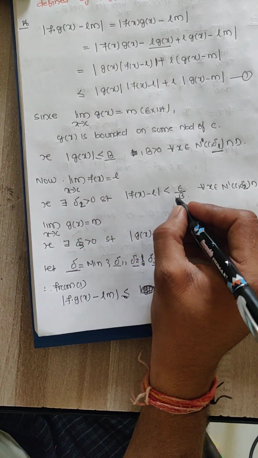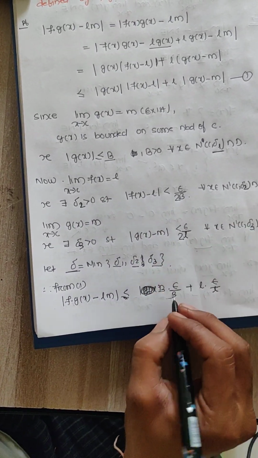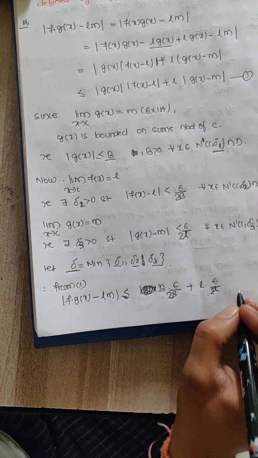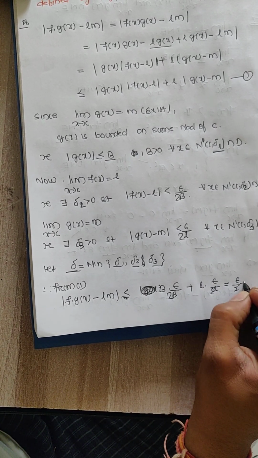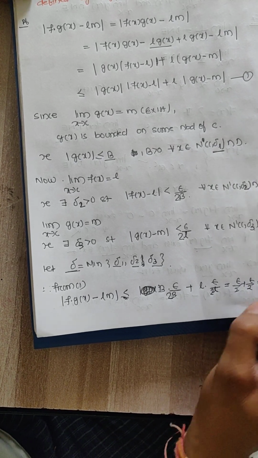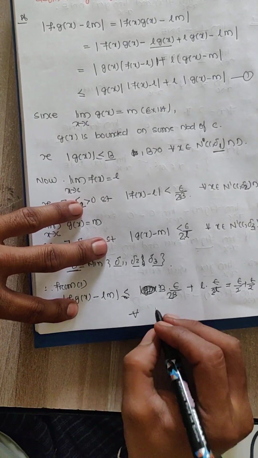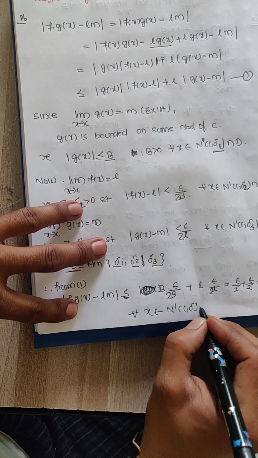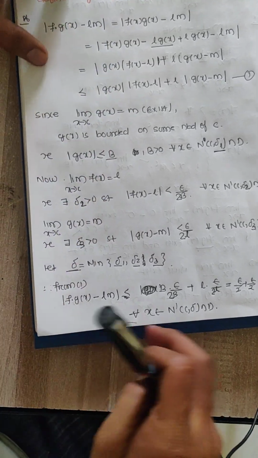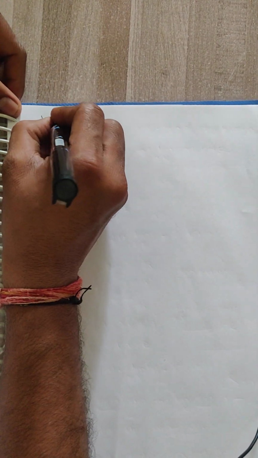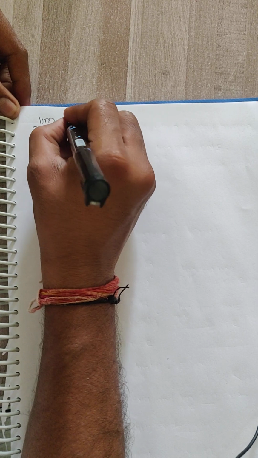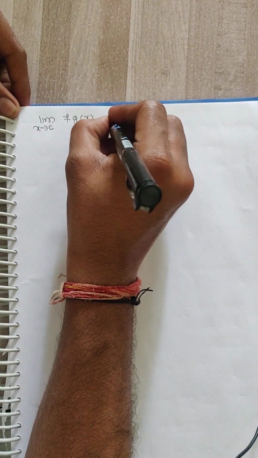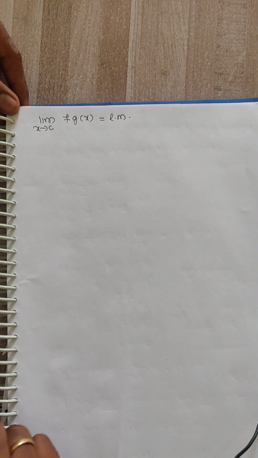I am writing just epsilon by 2b and this is 2L in order to make it epsilon. Okay, that's epsilon by 2 plus epsilon by 2, that is nothing but epsilon, and that is true for all x belonging to the deleted neighborhood of c of radius delta intersection with D. So hence I can say that the limit as x tends to c of f(x) into g(x) is nothing but L into m.